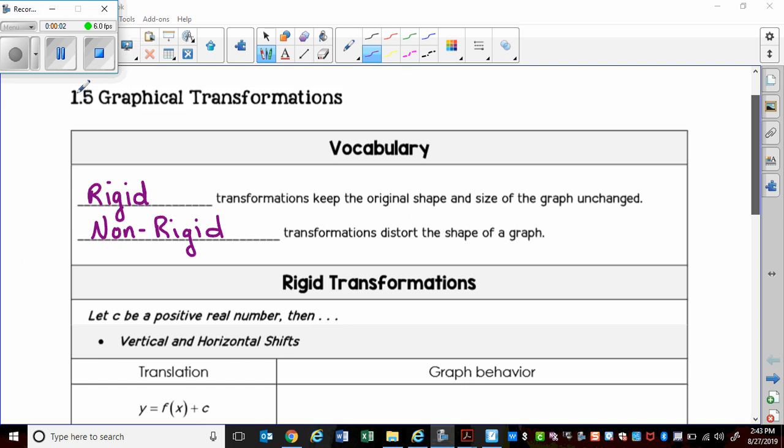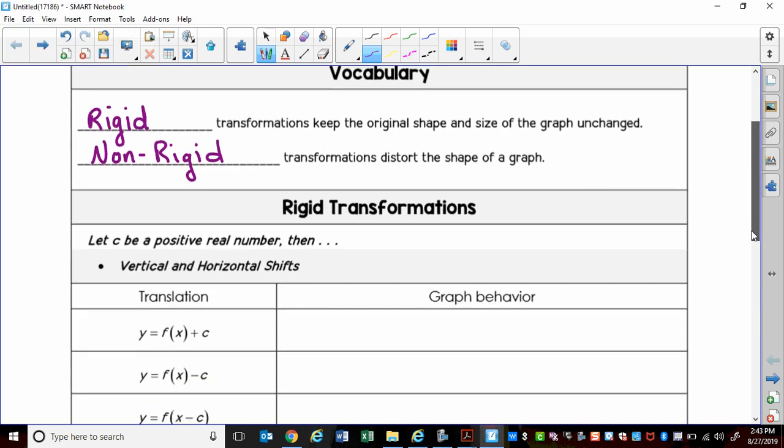Good morning. This is Unit 1, Day 5, and we're going to talk about graphical transformations. A rigid transformation keeps the original size and shape. This is also called an isometry. Non-rigid distorts the shape of the graph.